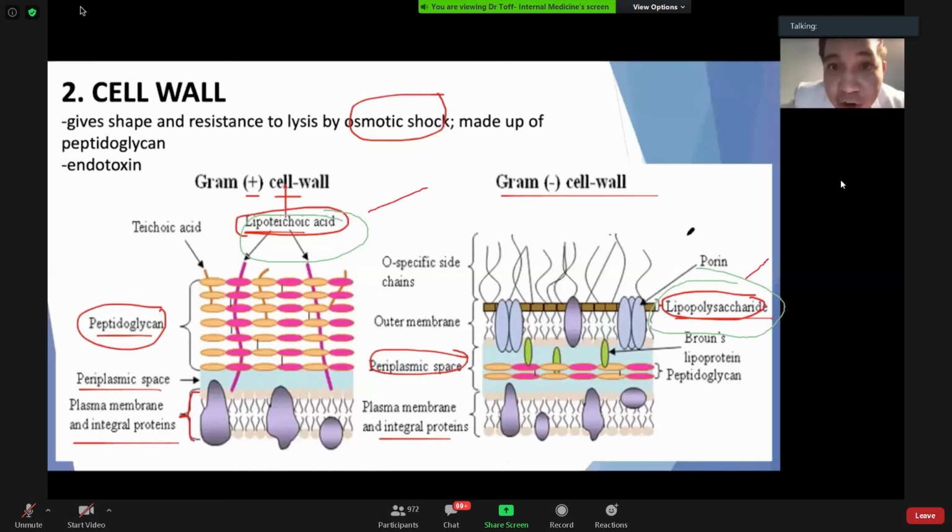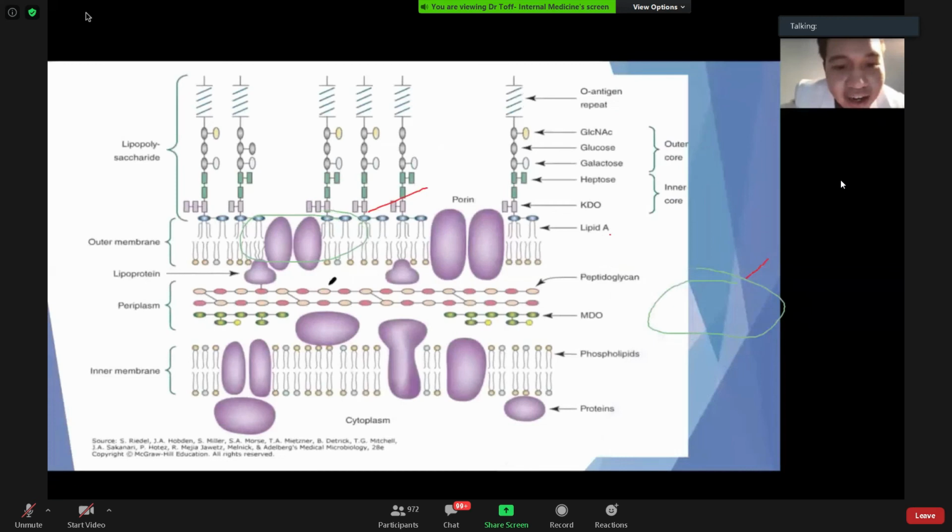So, I will magnify this further, yung gram-negative cell wall. So, you can see here, this is the gram-negative cell wall. All right. So, you have here the inner membrane or the plasma membrane. You have here the periplasmic space, which is thick, right, in gram-negative. You have here the peptidoglycan, which is thin naman in gram-negative, di ba? Thin peptidoglycan. Then you have here the outer membrane.